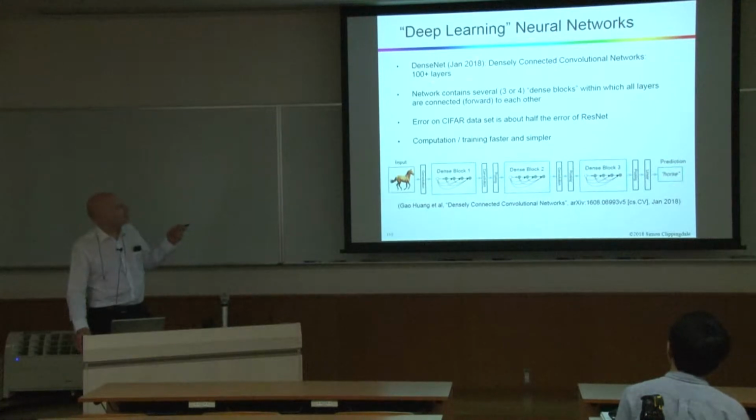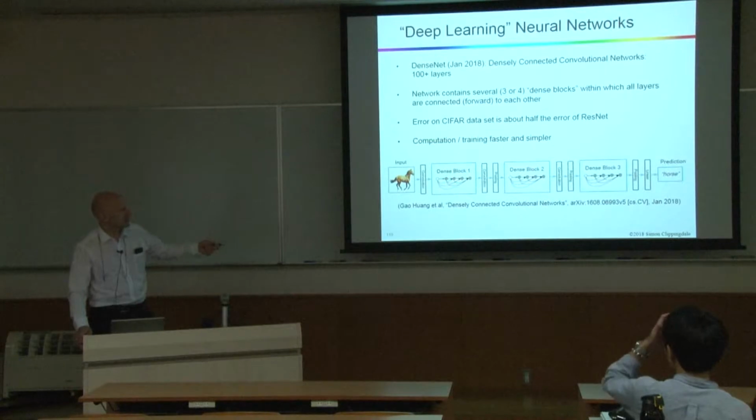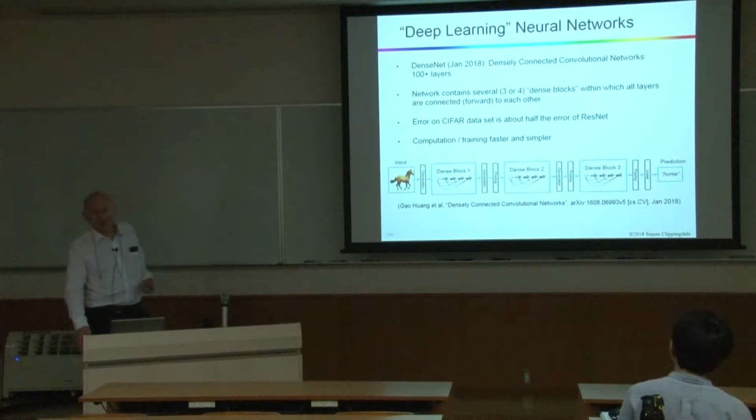this year. Has about 100 or over 100 layers, contains 3 or 4 of these blocks within which all layers are interconnected like this. So instead of just having one connection from the layer before and one connection to the next layer, you have connections from every layer, forward connections, that is, between all pairs of layers in each of these blocks. And that has a number of computational benefits.